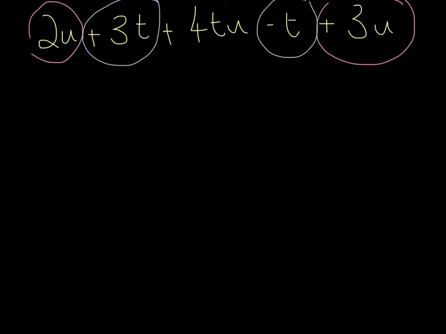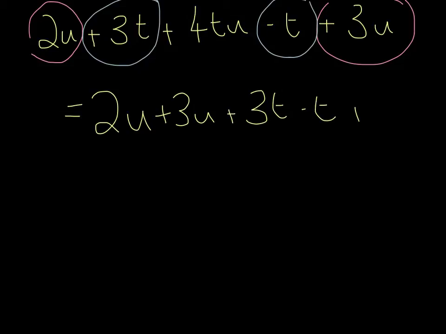That leaves plus 4tu by itself. Now, it's not a like expression to anything with a t, and it's not a like expression to anything with a u, because it is a tu, which is a different pronumeral to just t or just u. Let's rewrite our expression. 2u plus 3u plus 3t minus t plus 4tu at the end.